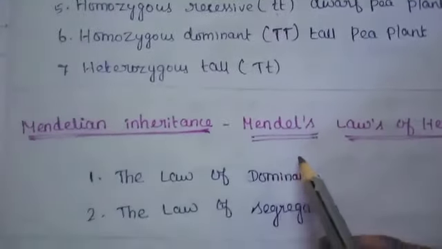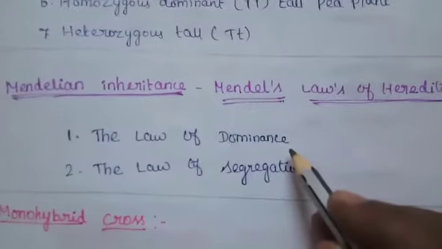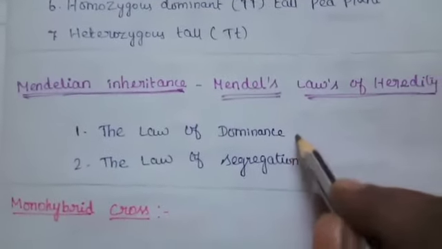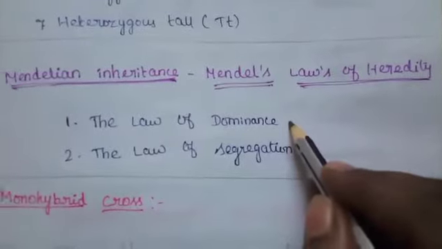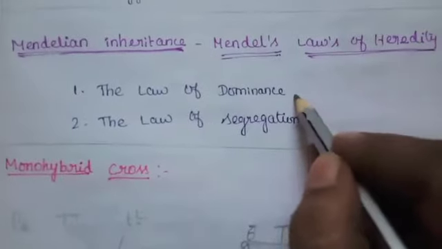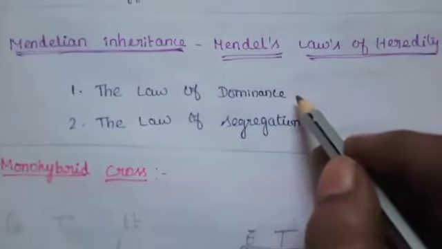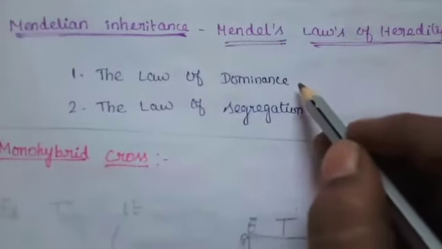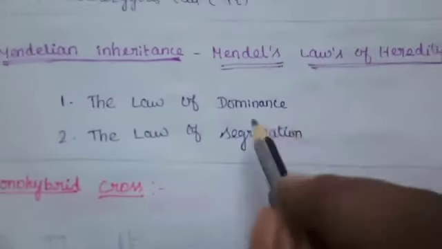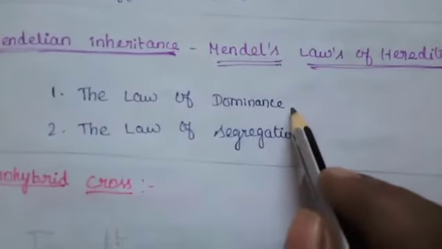Then Mendelian inheritance, Mendel's laws of heredity. Mendel proposed two rules based on his observations of the monohybrid cross. There are two laws: one is the law of dominance, another is the law of segregation. First, the law of dominance. Characters are controlled by discrete units called factors, which occur in pairs. In a dissimilar pair of factors, one member of the pair is dominant, the other is recessive.